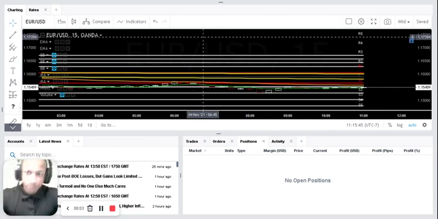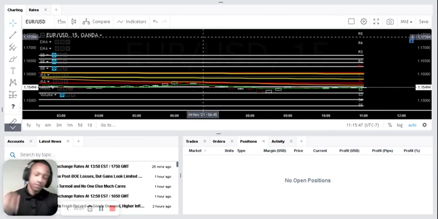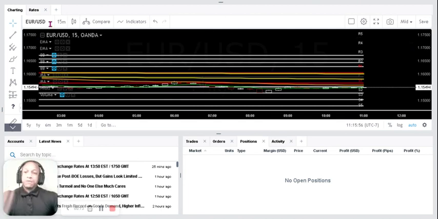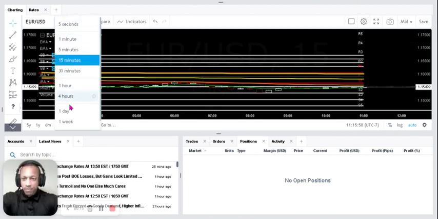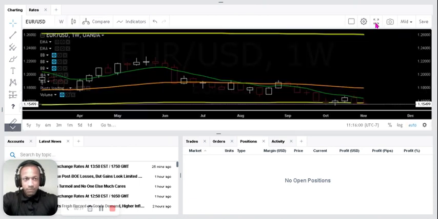All right, so I'm about to do a top-down analysis of Euro USD. Right now it's November 4th, 11 a.m. Pacific Standard Time. So let's start off with the top-down analysis for the weekly.